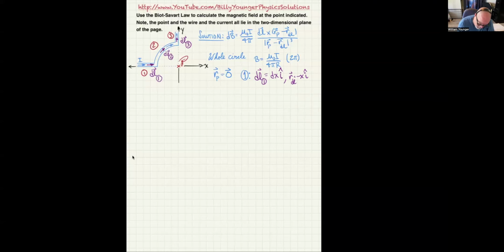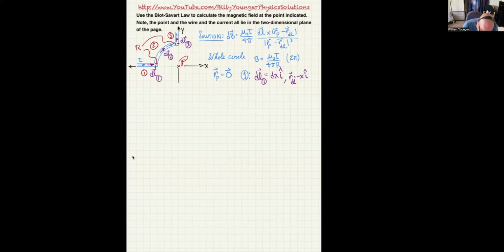I didn't write it on the diagram, but actually, I should take the time to write it on the diagram, so I'm going to do that now and just say that this distance is R, and of course, so is this distance. So we're using capital R for that. I now have that for part 1, and now I can calculate DL cross R, because this ultimately is what causes this problem to become somewhat trivial.